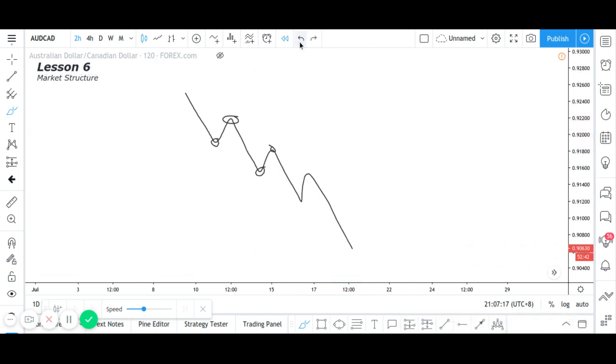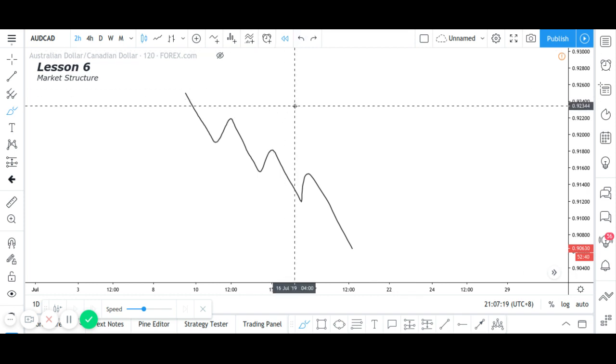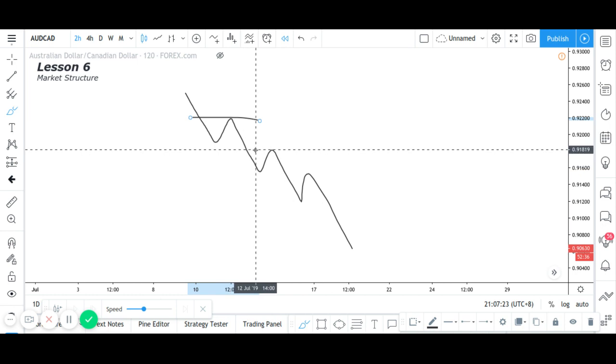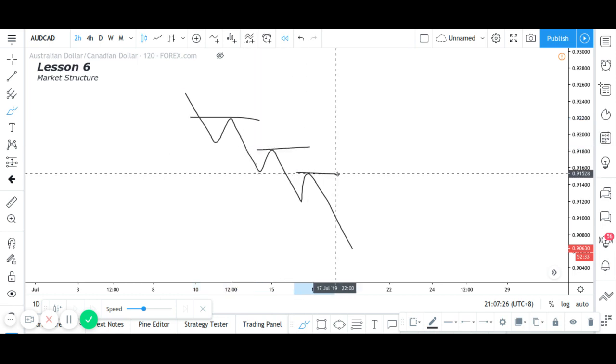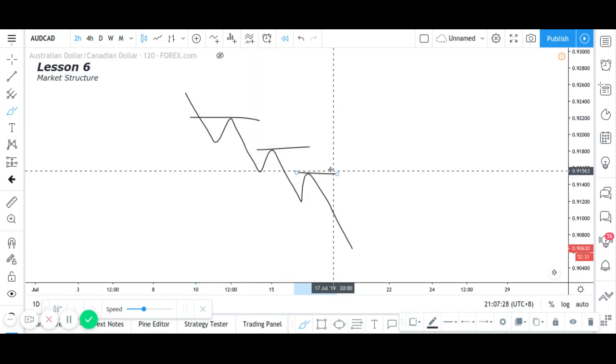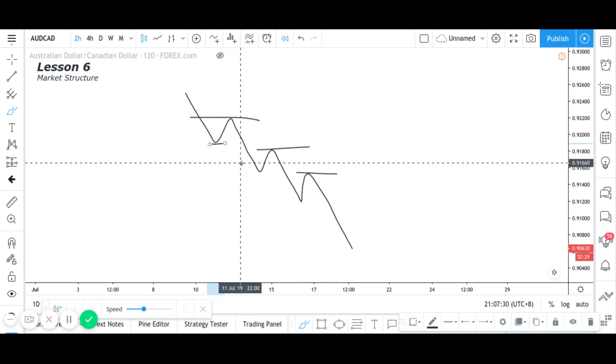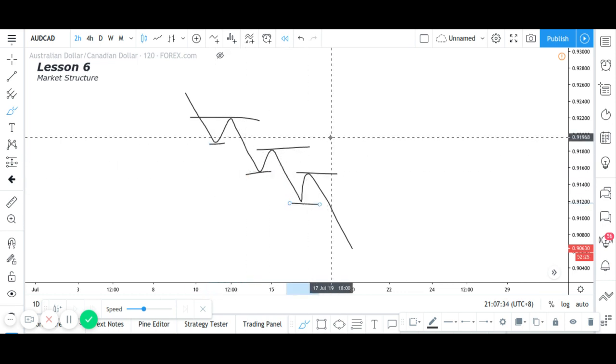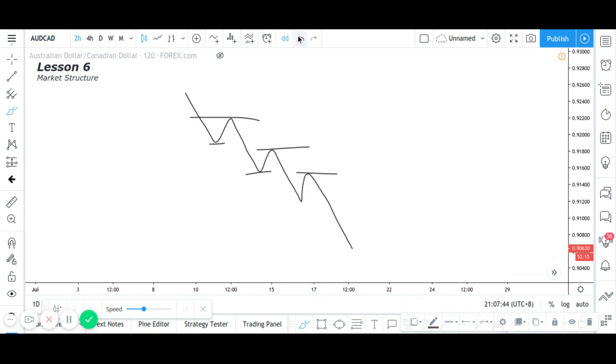Now, why do I say the market structure is in a bearish trend? Because we can see that it's printing lower highs and lower lows, on any given time frame. This is how the market works, and if you can see the market doing this, you have good confidence that the market is in a bearish trend.